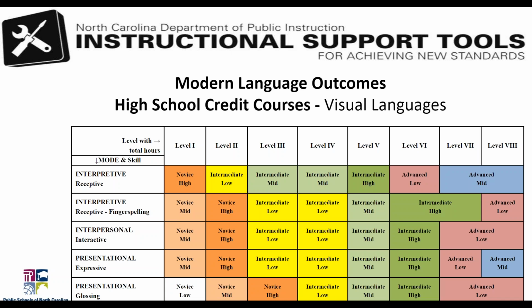Notice on the left-hand side, when we talked about our communication modes before, we still have interpretive communication. Before, that was listening and reading. Within a visual language, you call that receptive skills, and for reading, finger spelling. They do have interpersonal skills, as we have seen with all spoken language, but they call that interactive, and so the chart has been changed to reflect the proper terminology for visual languages.